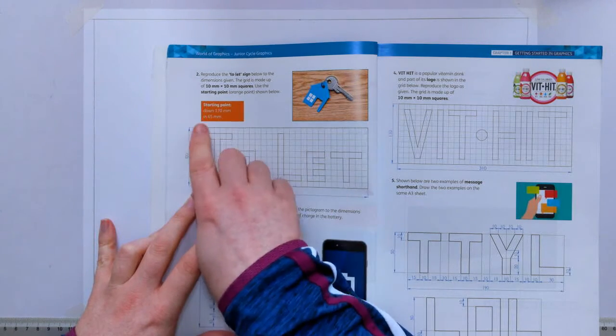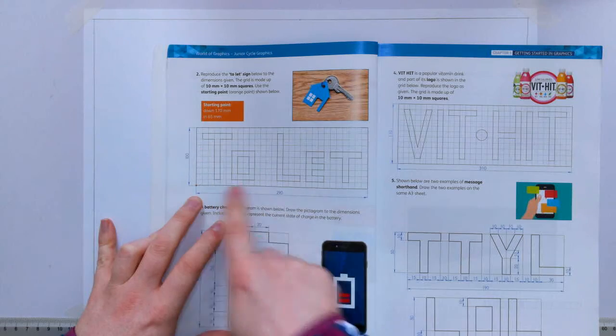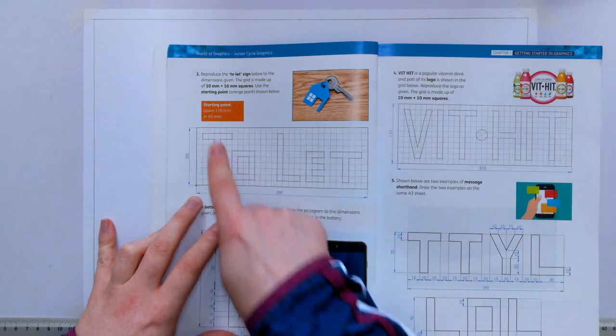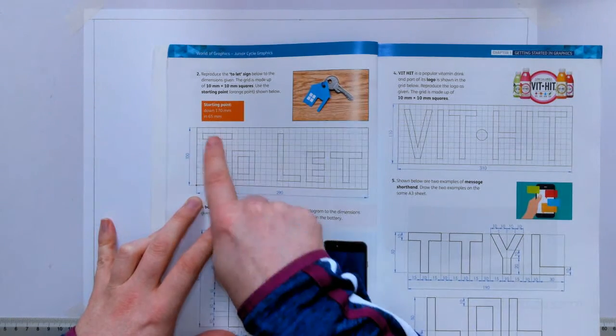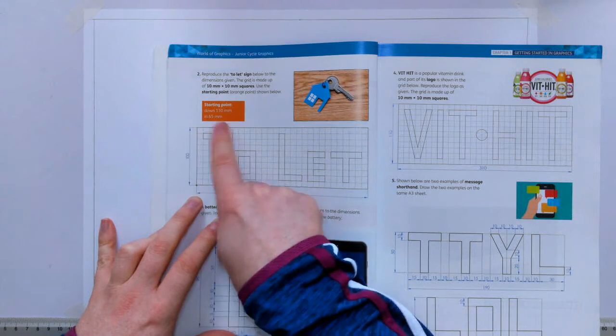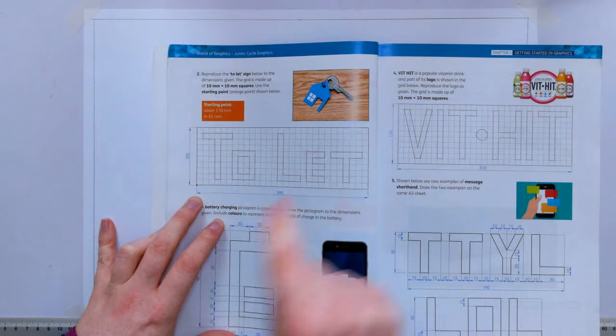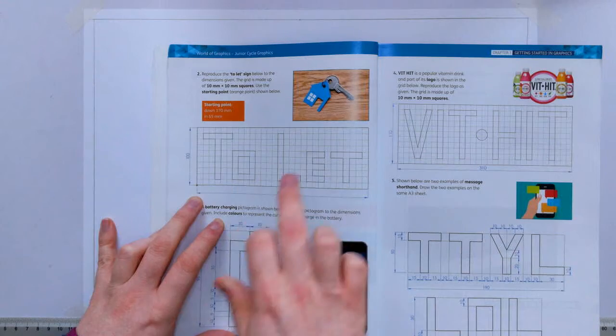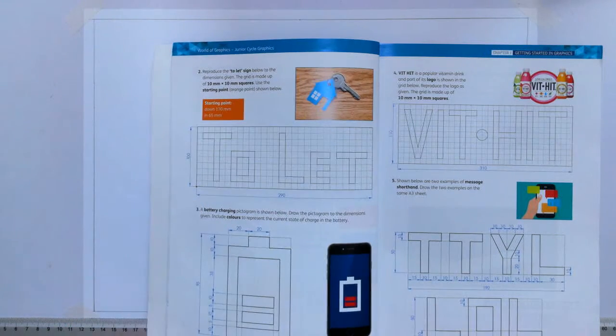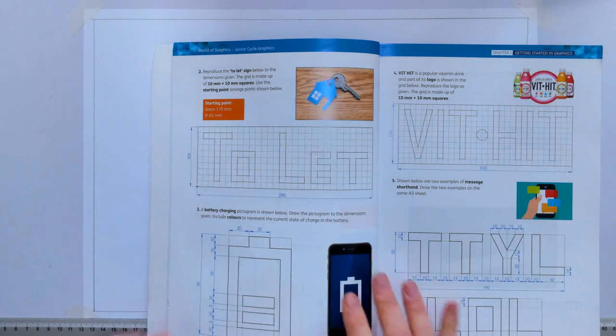Now, the only lines at the start that will be heavy are the outlines for the grid. The inside lines of the grid need to be light, because when we're going over the to-let sign to see these, we have to have a contrast between light and dark lines. So we're going to have a look at that. So it's 290 by 100. And we'll get going with that.